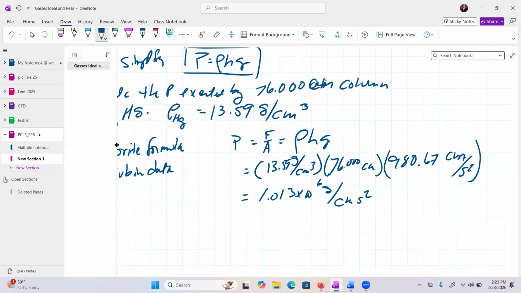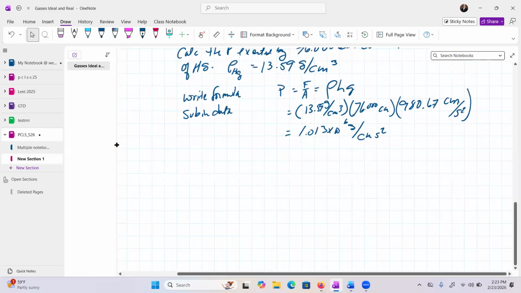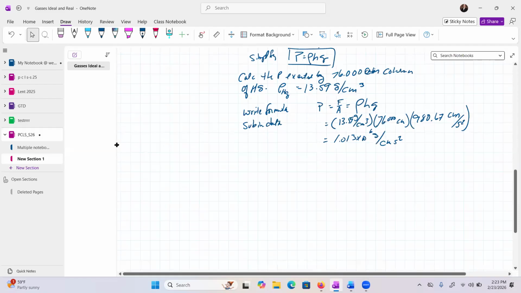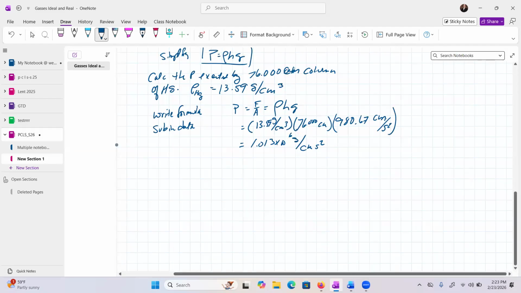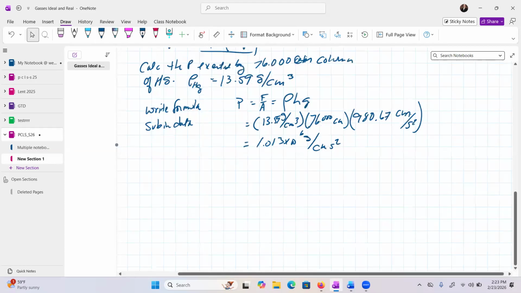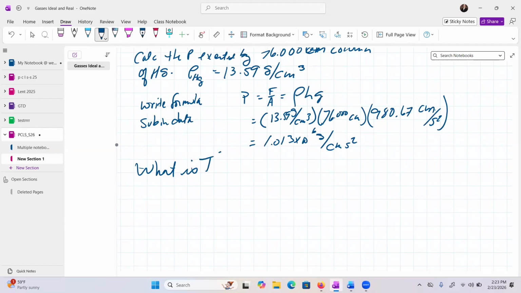Moving on. Let's talk about temperature. It's another thing in the equation, PV equals nRT. Let's talk about temperature next. What is it? I mean, it's when you walk outside and ask how cold it is. What is T?